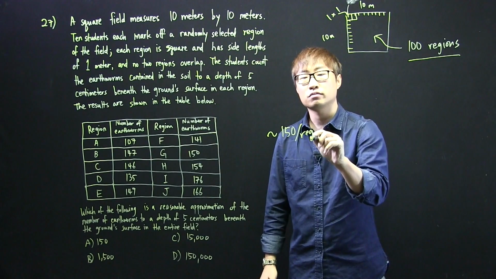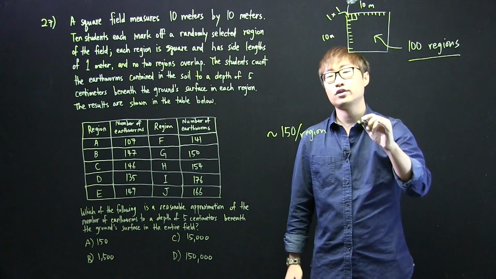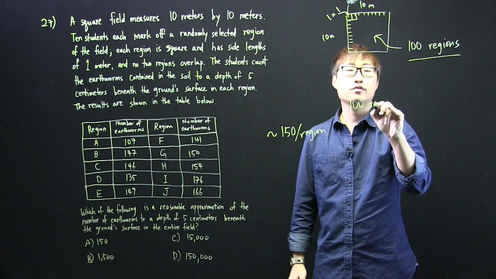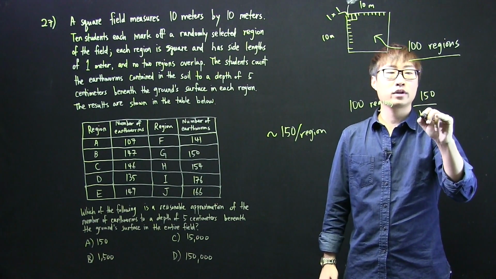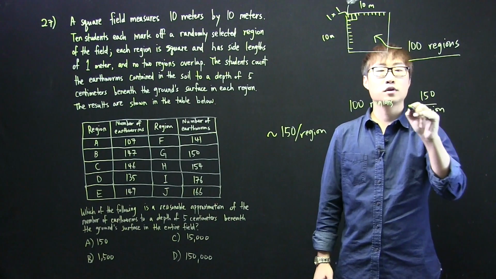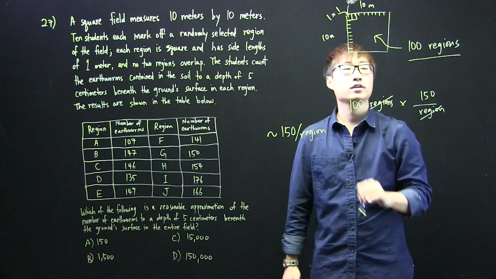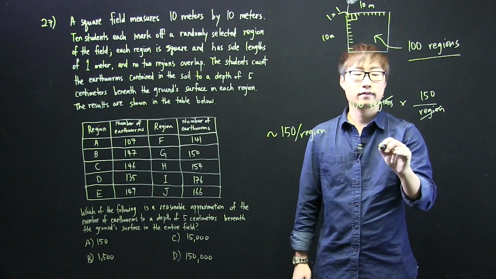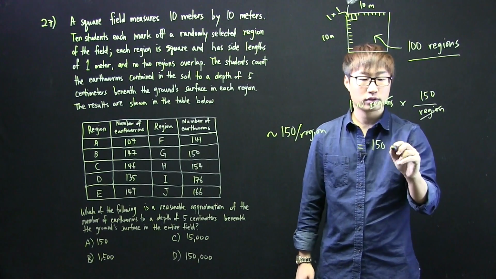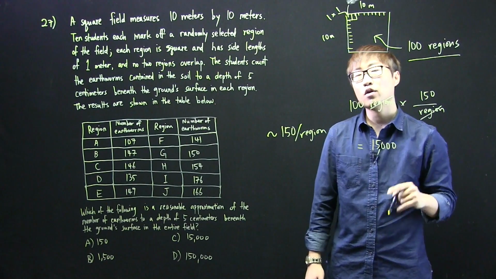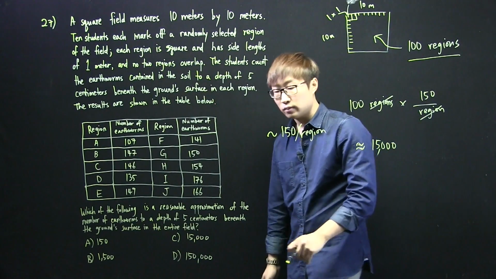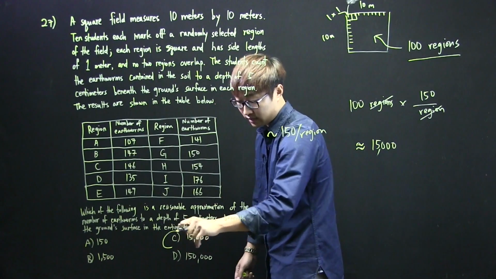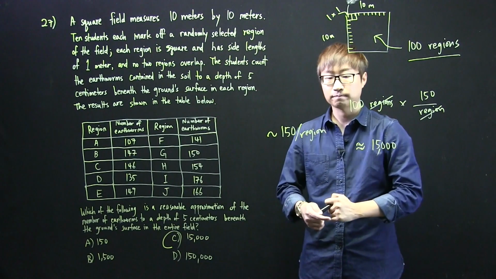150 per region. We've got 100 regions. What do I do with them? 100 regions, and 150 per region. Just multiply, and the region unit gets canceled. So we have 150 and then 2 extra zeros. That many earthworms, roughly, in the entire field, which leads to my answer choice, C, 15,000.